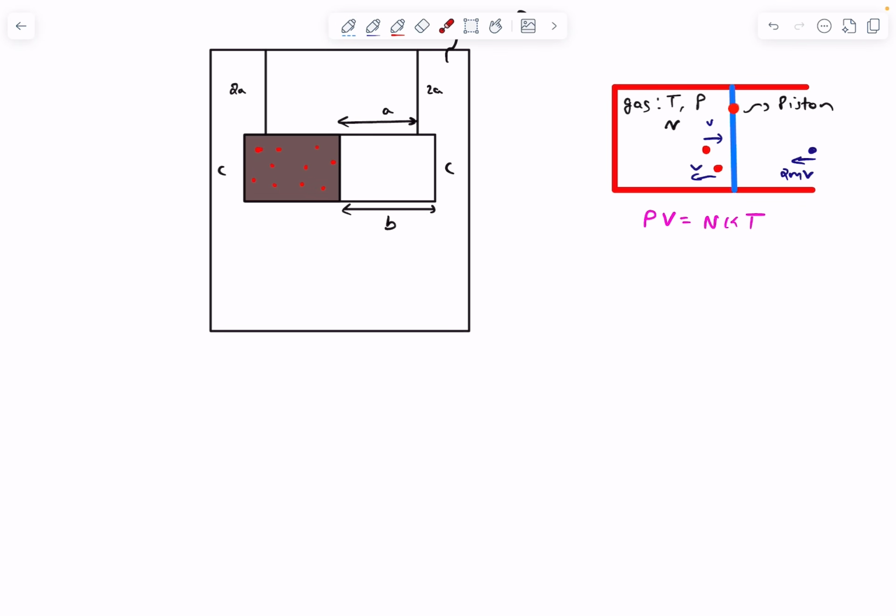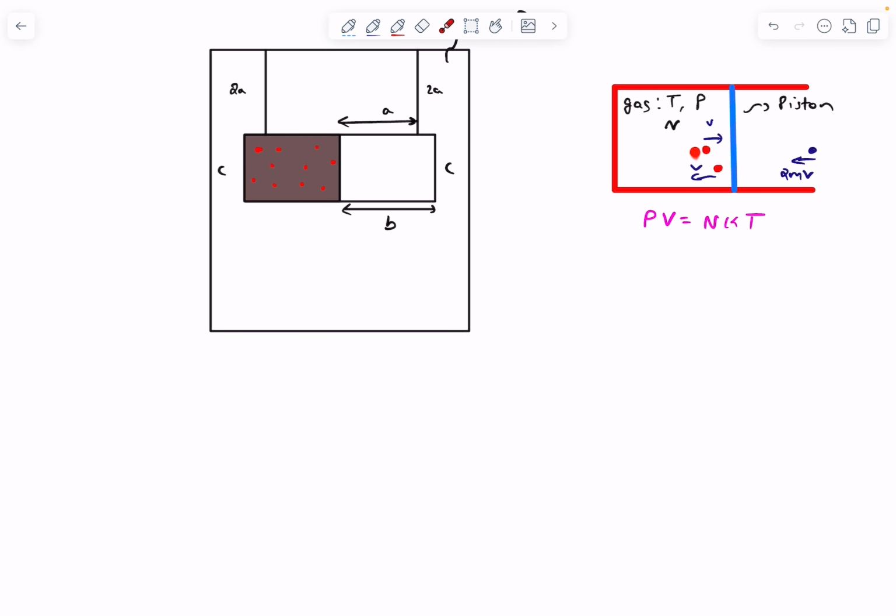Now we just try to figure out the total momentum imparted on the piston every second by all the molecules. So if I say that there are n molecules colliding with the piston every second, we'll find the total momentum imparted to the piston, and we say that is the force applied by the gas on the piston. So we're not going to go into the derivation, but I want to explain the logic behind finding the force on the piston.